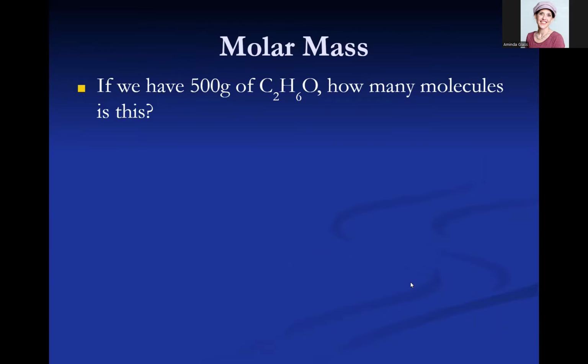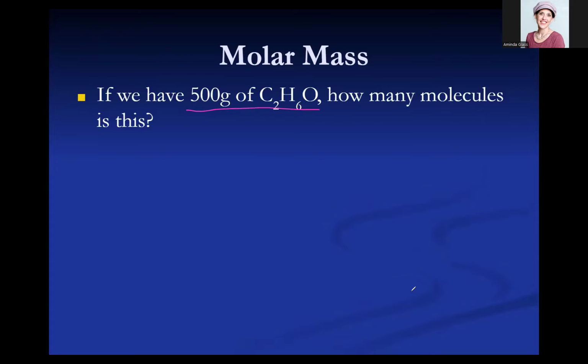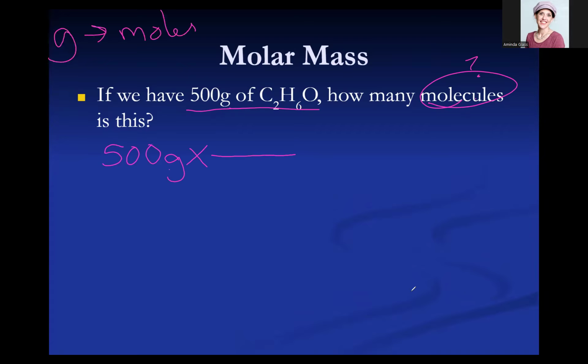Okay, we're back to this problem. If we have 500 grams of C2H6O, how many molecules is this? So we have 500 grams. We want to go to molecules. We can't go straight from grams to molecules. We have to go from grams to moles and then molecules.